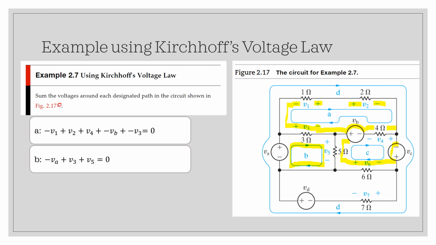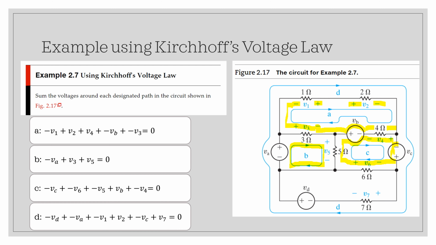And the voltage source, we're entering at the positive terminal, exiting at the negative, so that's plus V sub B. And the 4 ohm resistor, we're entering at the negative terminal, exiting at the positive terminal, so that's minus V sub 4. And we've completed the loop, so that is equal to 0.